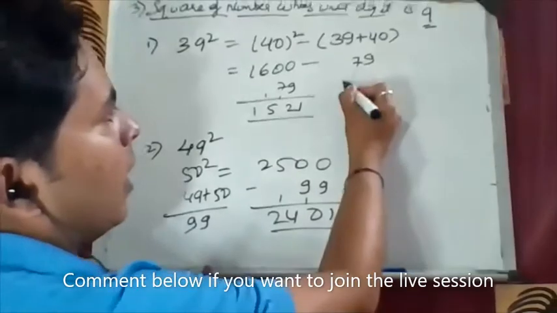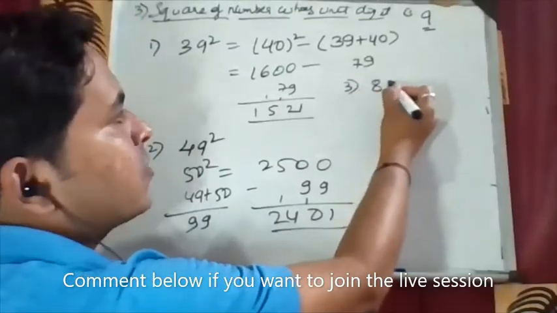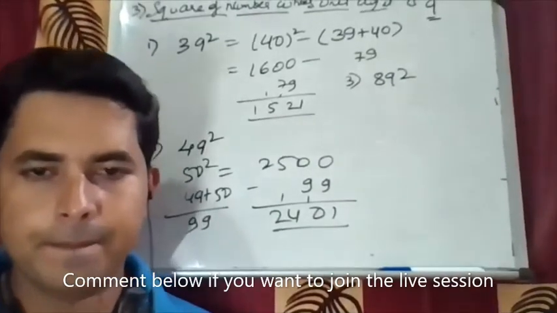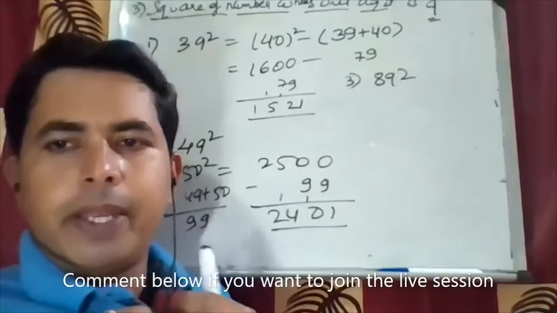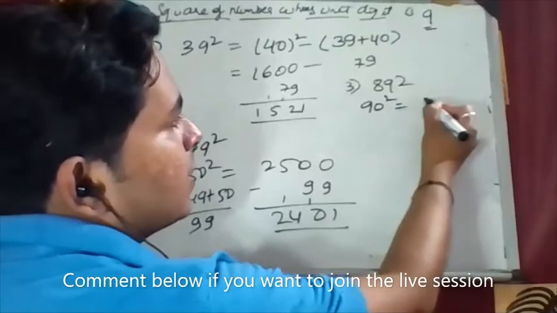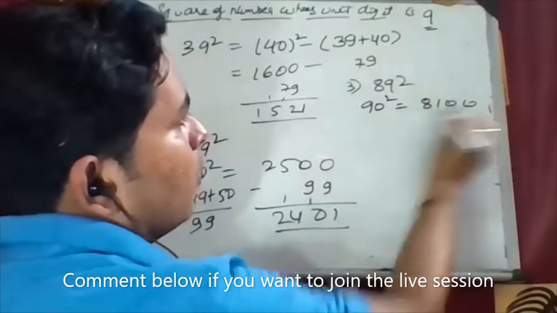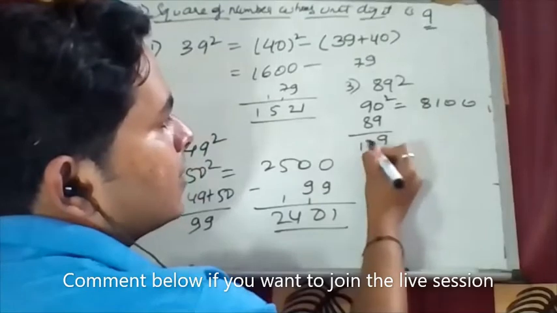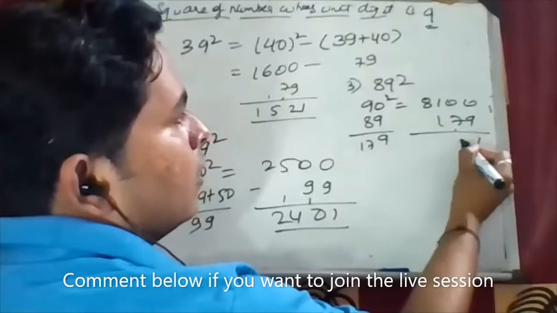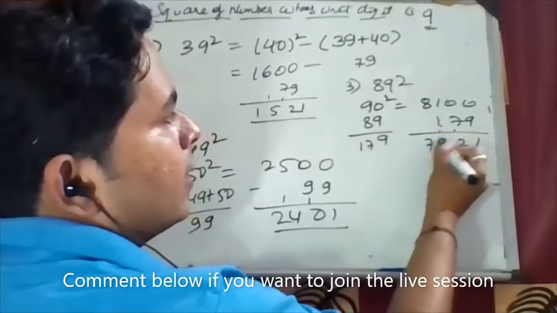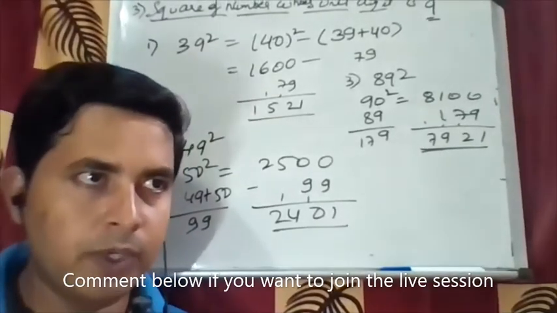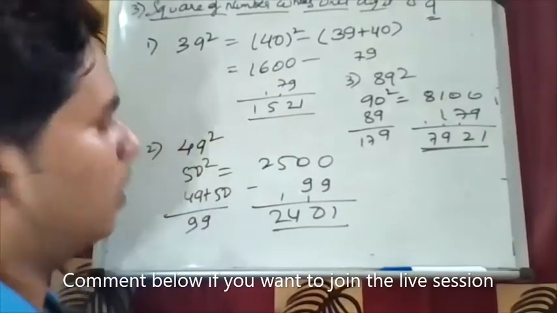So you people try now. I'll give one example, 89 square. 89 square value is 7921. So how did we do it? The nearest value is 90, so 90 square is 8100, and we added both, 89 and 90, which is 179. We did the subtraction and 7921 is the answer, okay.